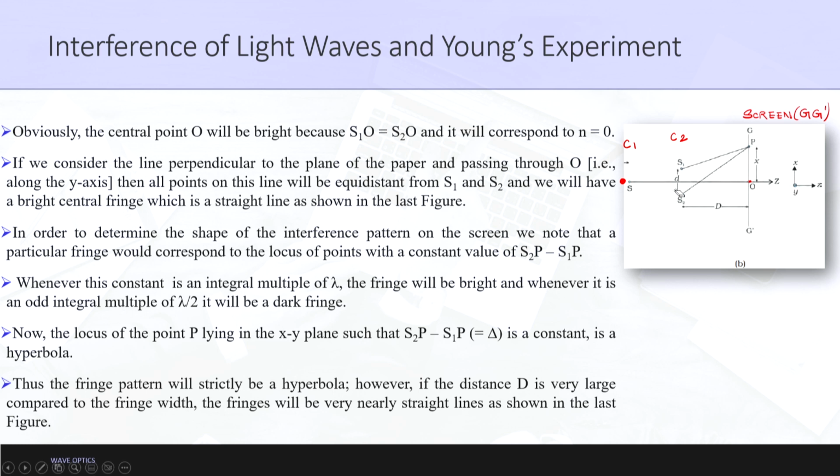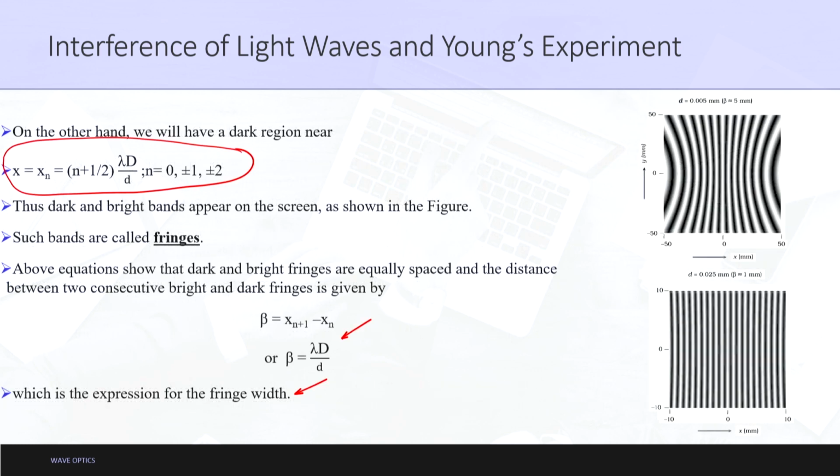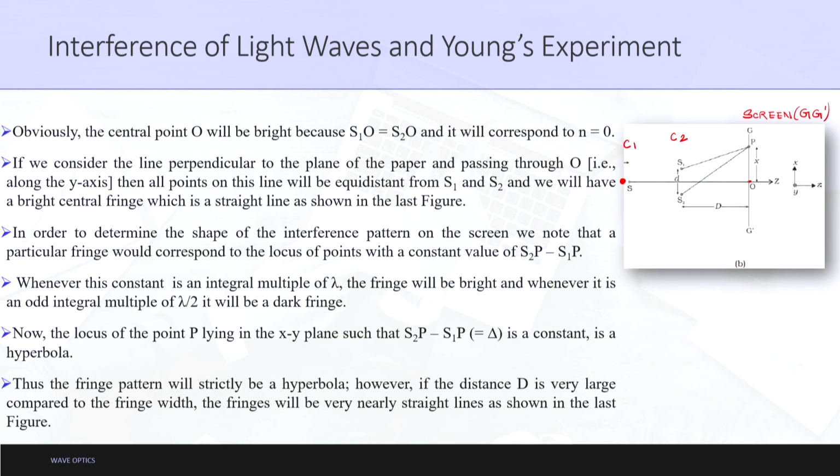Obviously the central point O will be bright because S1O is equal to S2O, and it corresponds to small n equal to 0. In the last lecture also I explained using this diagram that at x equal to 0 you will get a bright fringe. A bright fringe is nothing but a white fringe. So, the center point O will be bright because S1O is equal to S2O. How is it equal? Quite evident, you can see from this also.